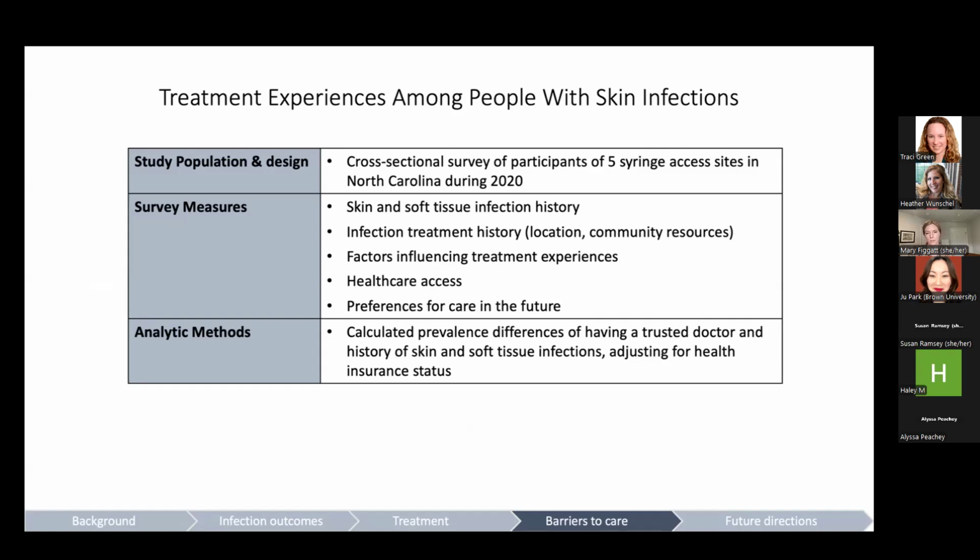And then we also asked generally about their healthcare access and preferences for care in the future. Generally, this was a more descriptive study, but we did look at the association between having access to a doctor that they trusted with drug use related concerns, specifically thinking about how that might impact the prevalence of skin and soft tissue infections.